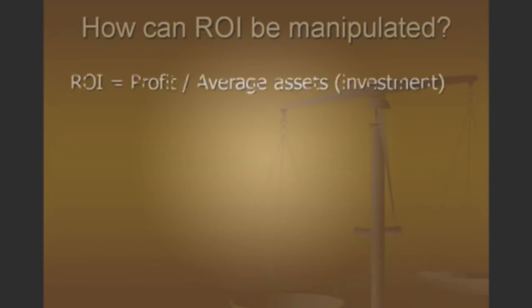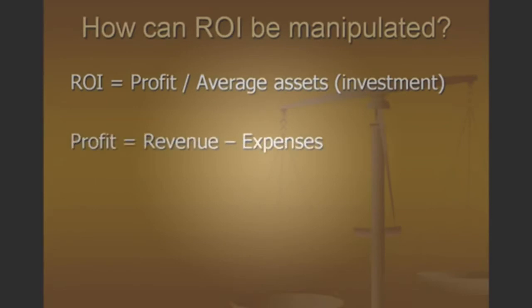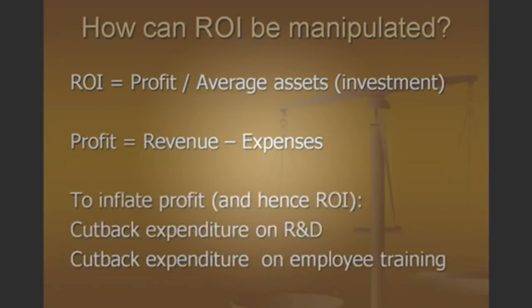Here's the formula again. ROI is profit or earnings before interest and tax, the same thing, over average assets. Now let's go back to an accounting equation we did way back. Profit equals revenue minus expenses. Let's focus on the numerator of the ROI ratio. If you increase profit, you increase ROI. Managers increase profit by trying to cut back expenses.